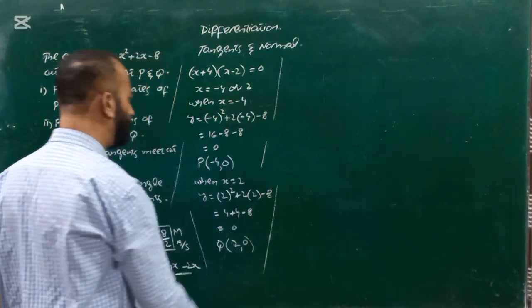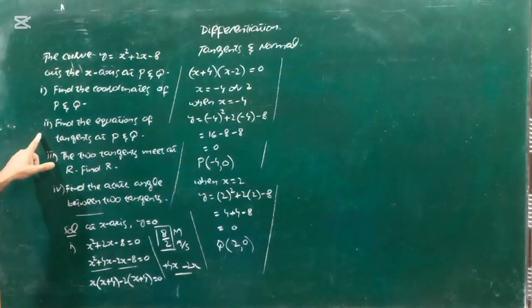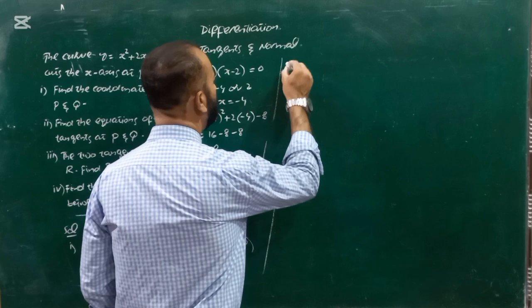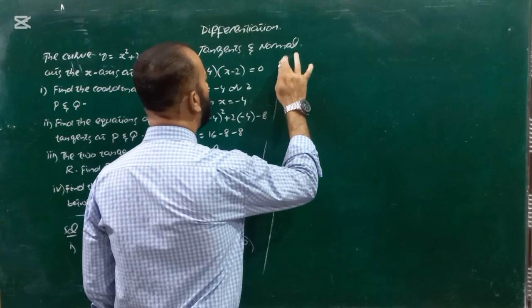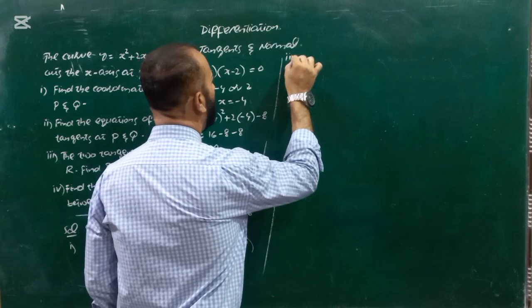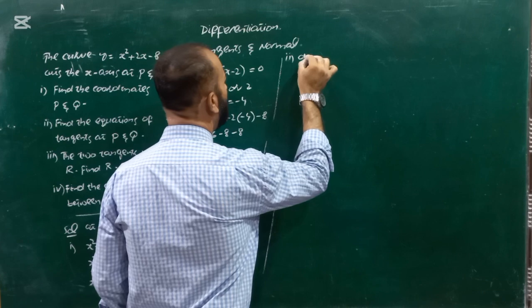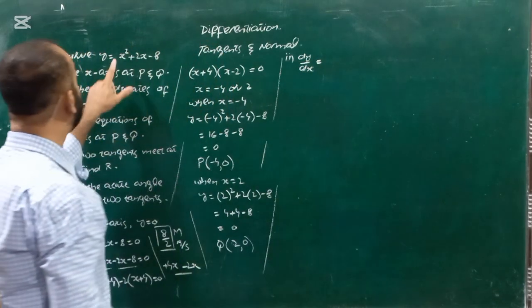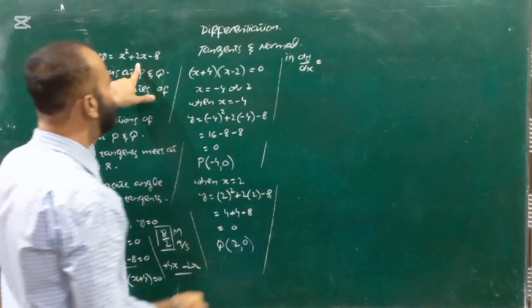First part is done. The second part is: find the equations of the tangents at P and Q. Okay, look now. Second part. Now we will differentiate the equation. dy by dx will be 2x plus 2.